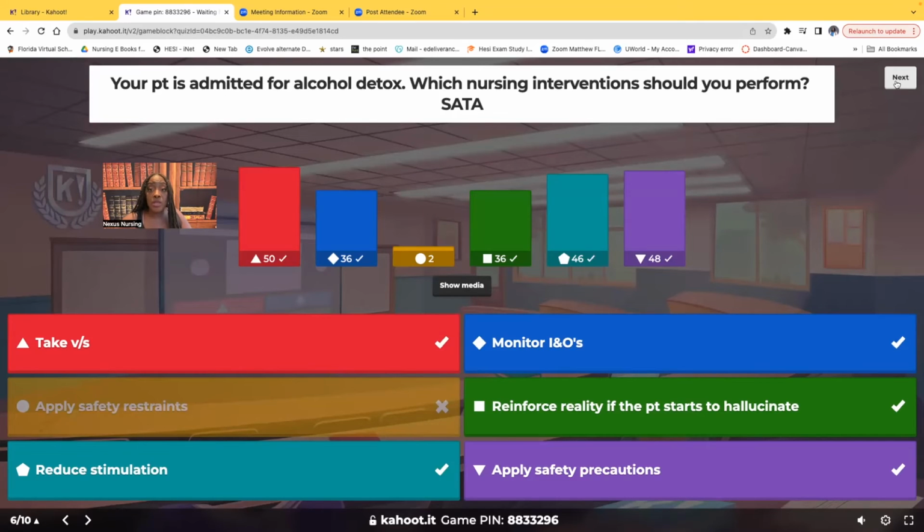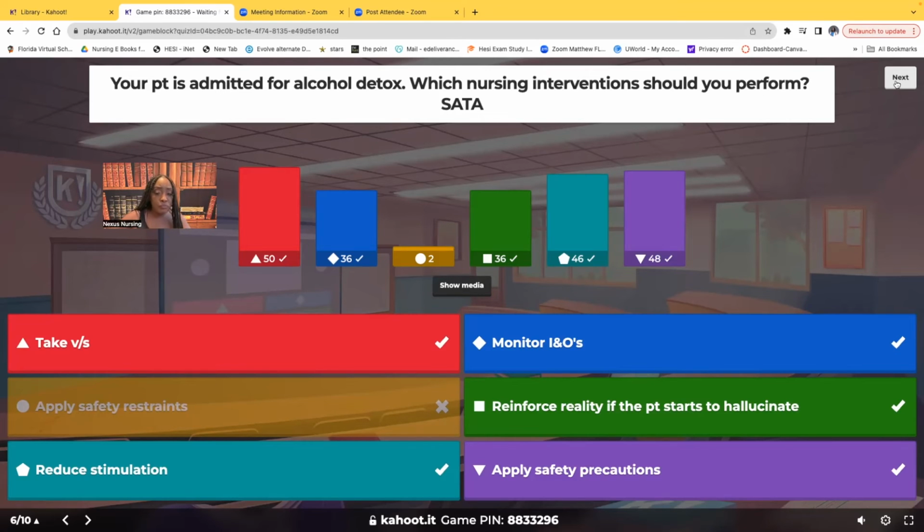Next, reinforce reality if the patient starts to hallucinate. Absolutely, because hallucination is very likely to happen. That very well is a possibility because remember what's happening. That patient is going through withdrawal. Remember, there's hyperstimulation of the CNS. Those neurotransmitters are going like this, right? This patient may even experience psychosis. So absolutely, you're going to want to reinforce reality.